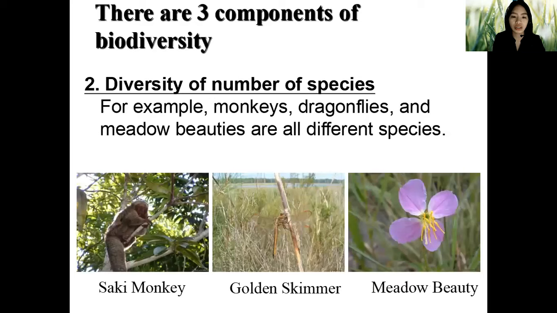Another one is the diversity of number of species. For example, monkeys, dragonflies, and meadow beauties are all different species. So when we say the number of species, the number of monkeys in this area is not the same as the number of dragonflies in an area. And the number of trees is not the same as the number of flowers in an area. For example, sa rice field, hindi naman pare-pareho yung number ng palay, ng snails, ng snake, di ba? So that is what we mean by the diversity of number of species.